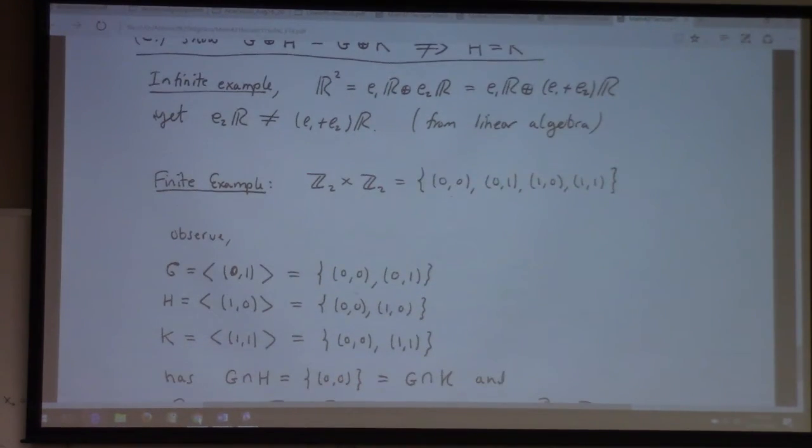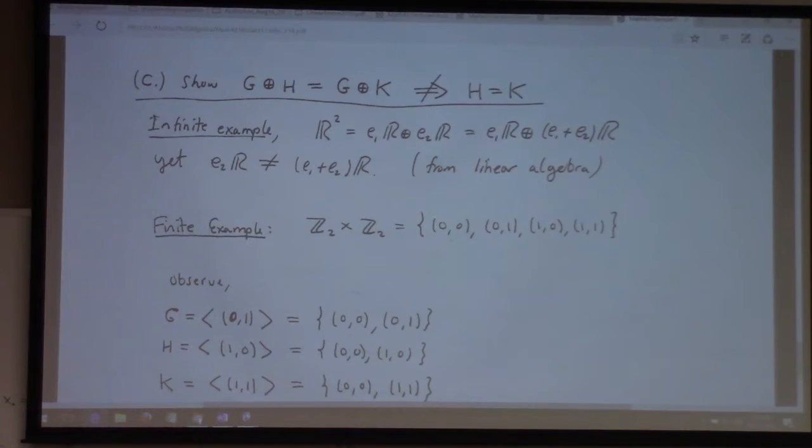Here's C. In the infinite case, my go-to would be just vector spaces, right? In vector spaces, you can write R2 as the direct sum of the x and y axes, because these are two axes. You take points on the x and y axis, you add them together. Any point in the plane you can obtain, so the sum of the x and y axes is the plane. The intersection is just the origin, so it's a direct sum.